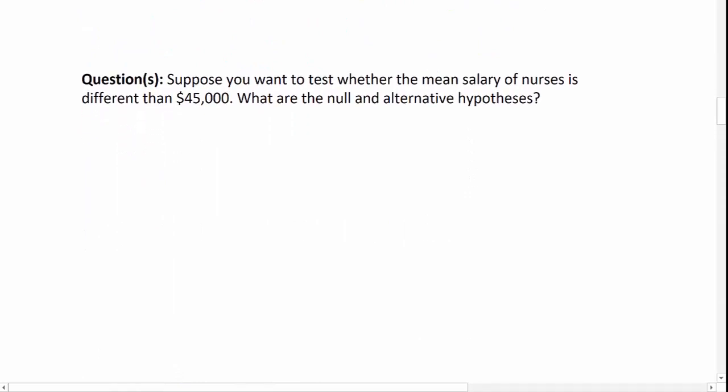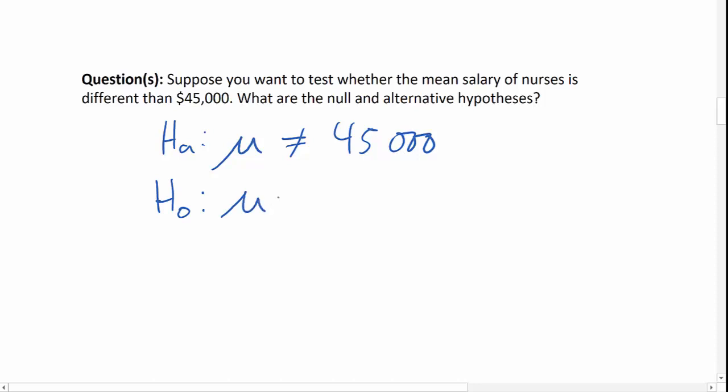Here's another one. Suppose you want to test whether the mean salary of nurses is different than $45,000. What are we testing here? We're testing if the mean is different. Different means not equals to 45,000. That is our alternative hypothesis. And so what's our null hypothesis? You're always going to have one alternative, one null. Well, the null hypothesis will be, well, either the mean is different than 45,000 or the mean equals 45,000.